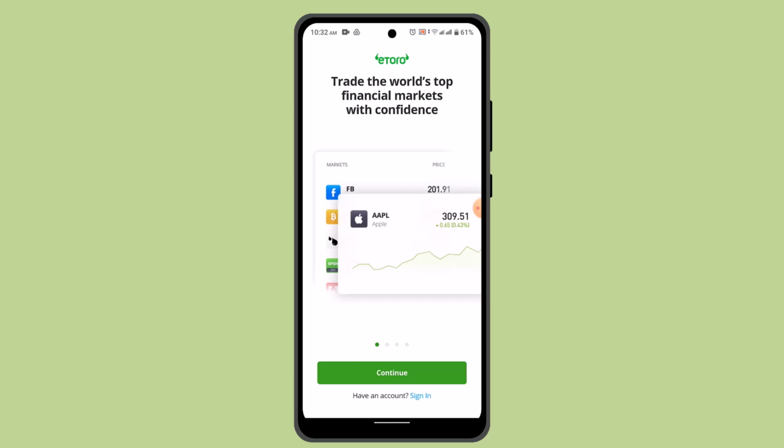By following these steps, you should be able to view your dividend information for assets held in your eToro portfolio. Keep in mind that dividend payments are subject to change and may vary depending on the asset and the market conditions as well. So that's basically how you can see dividends on eToro.